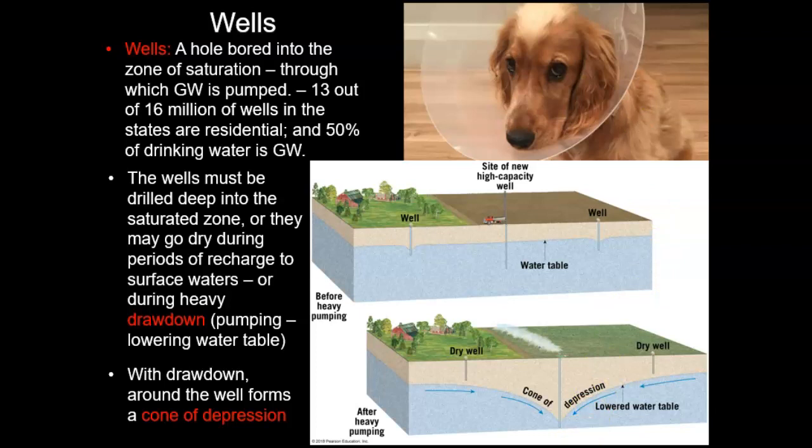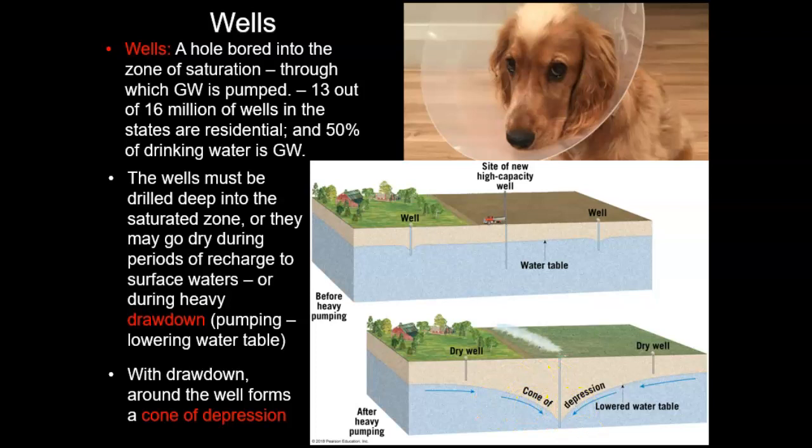So typically the cone of depression is negligible if the well is being used for household uses, but if there is continuous pumping being done for irrigation, for example, or for industrial purposes, sometimes the cone of depression can be quite steep. So it's going to become something like the one you're seeing in the picture. And it can also become quite wide as well.